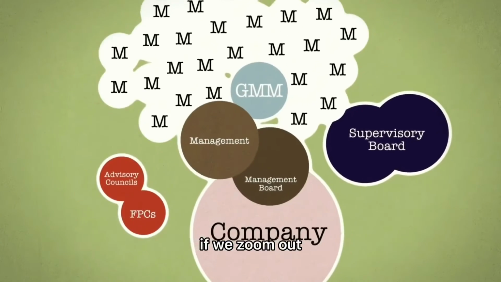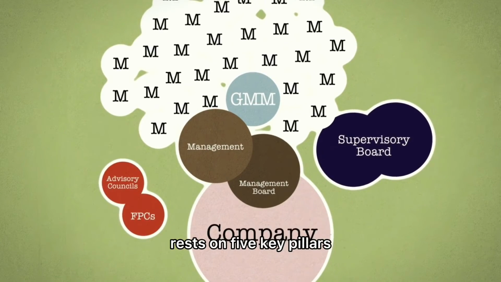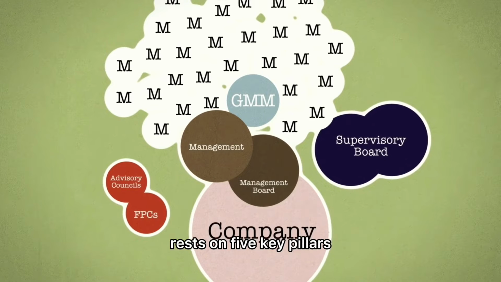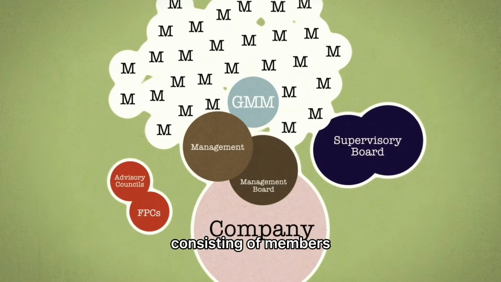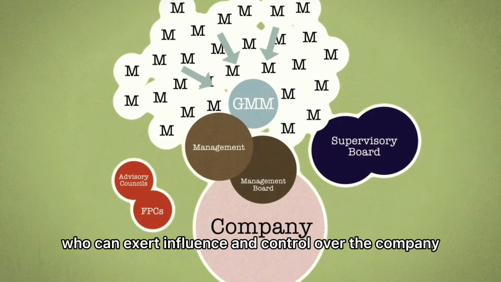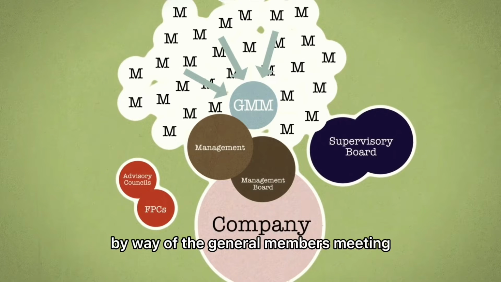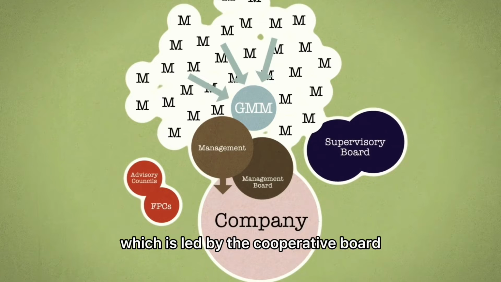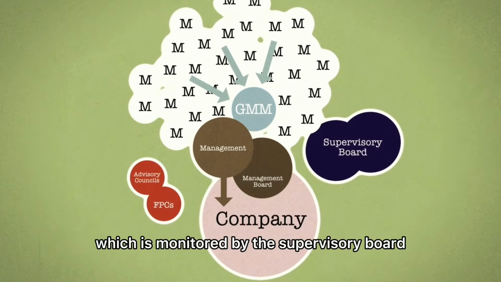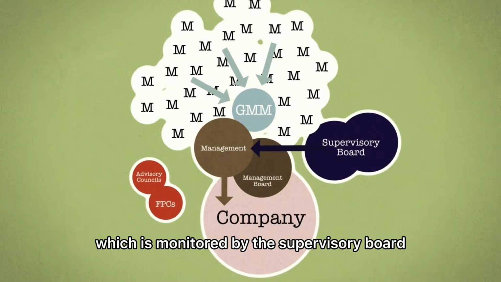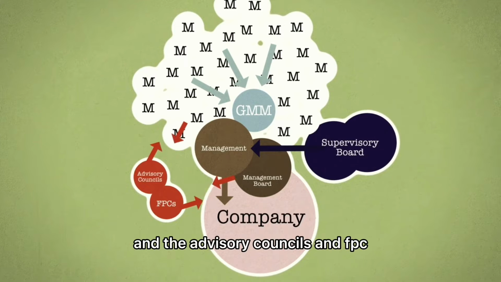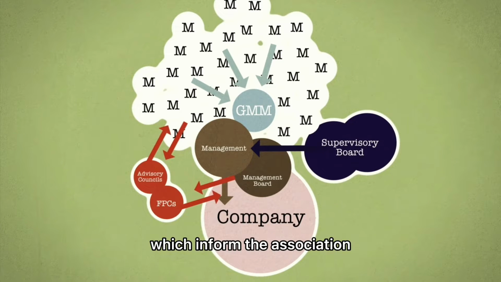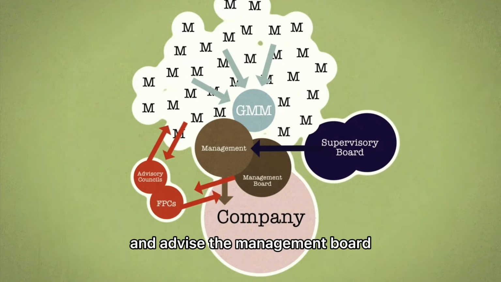If we zoom out, we see that the structure of the cooperative rests on 5 key pillars. The association, consisting of members who can exert influence and control over the company by way of the General Members Meeting. The company, which is led by the cooperative board, the cooperative board, which is monitored by the supervisory board, and the advisory councils and FPCs, which inform the association and advise the management board.